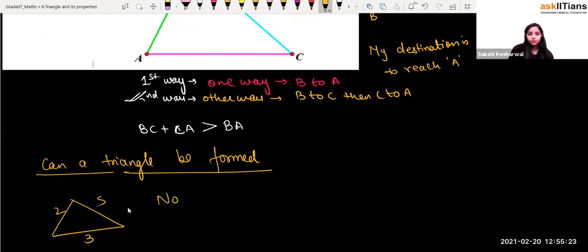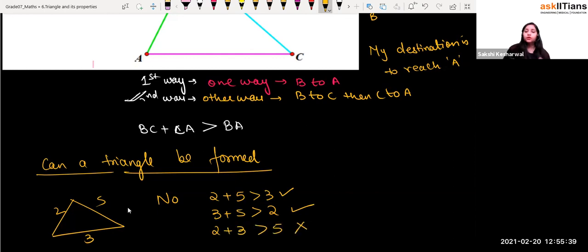Because first you see that 2 plus 5 is greater than 3. Yes. Now 3 plus 5 is greater than 2, right? Now, is 2 plus 3 greater than 5? No, because 5 is not greater than 5. We say that 5 is equal to 5, but 5 cannot be greater than 5. So a triangle cannot be formed. You can do the construction at home. Make a line of 3 centimeters, then a line of 2 centimeters, and try to make a line of 5 centimeters. You cannot make a triangle.